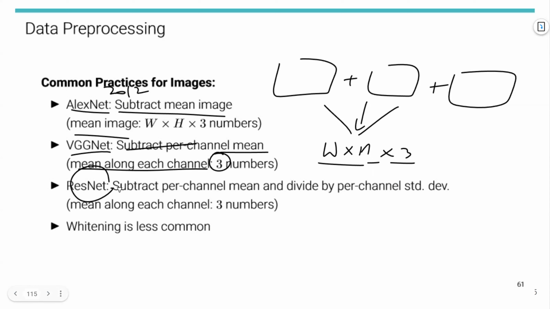ResNet calculated the per-channel mean and per-channel standard deviation and conducted normalization. And whitening is less common.